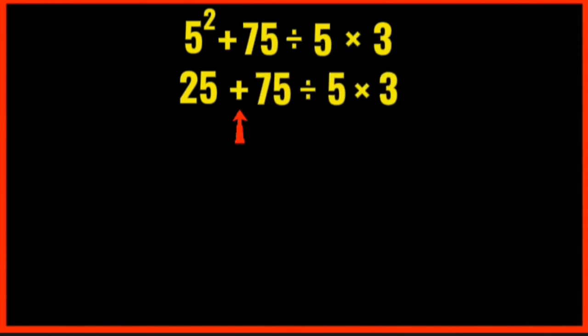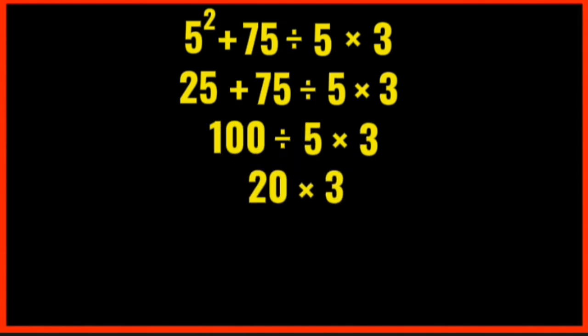Then the next step they take is adding 25 and 75, so they change it into 100 divided by 5 multiplied by 3. After that, they divide 100 by 5 and get 20 multiplied by 3, which finally gives the answer 60. But that answer is actually incorrect.